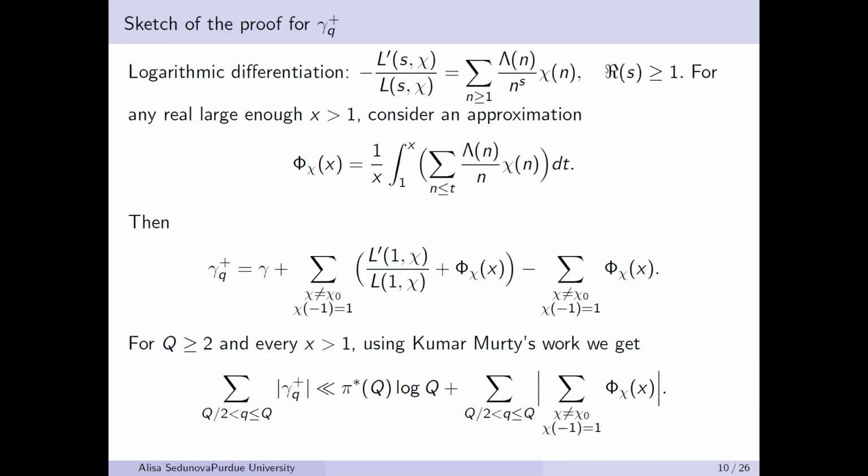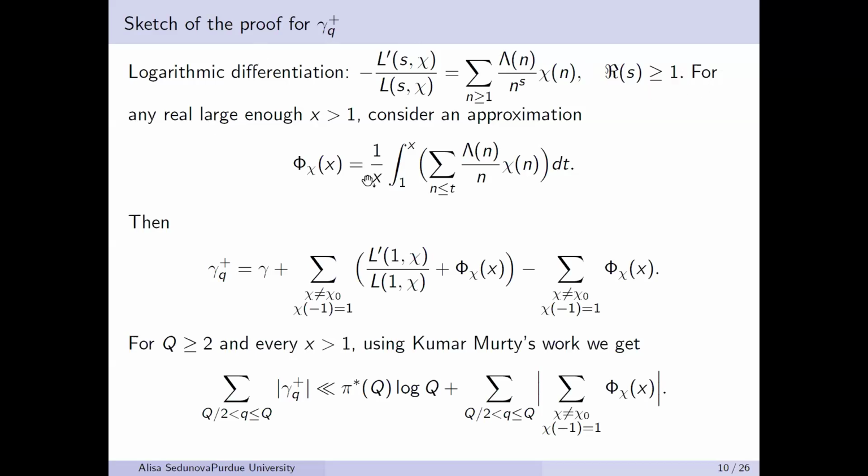Okay. So let me first sketch a very basic and very simple part of the proof, because this is the least technical one. This is the one for gamma Q plus. I'm going to focus for now just on gamma Q plus. So gamma Q plus is related to the logarithmic derivative of L. So I take the logarithmic derivative, I attach my lambda as a character, as always.